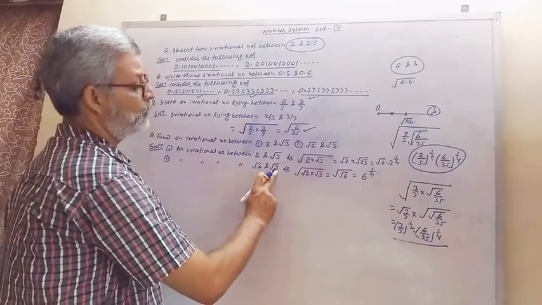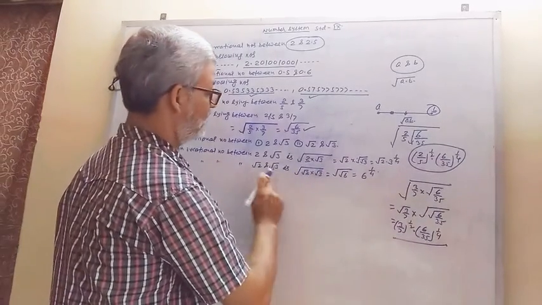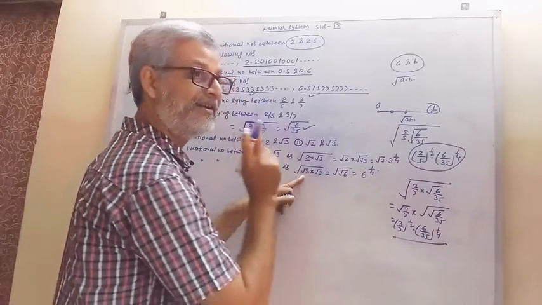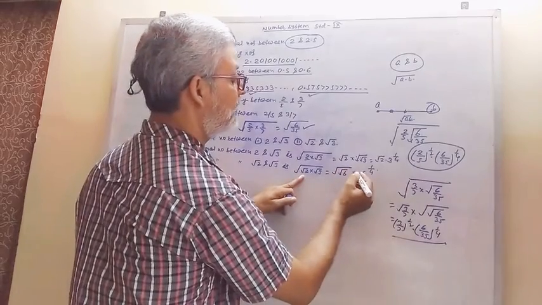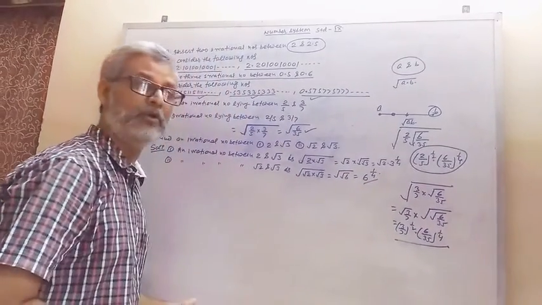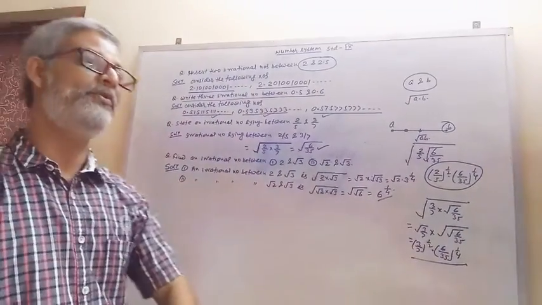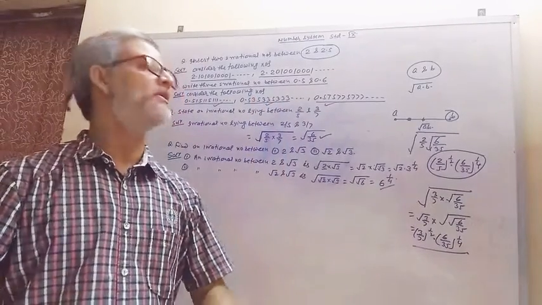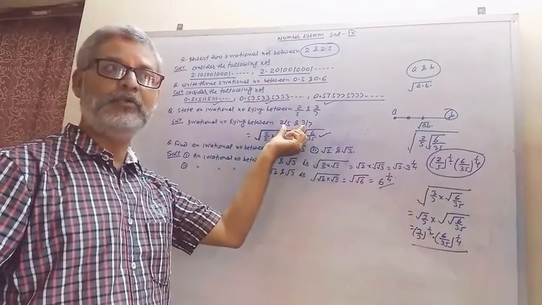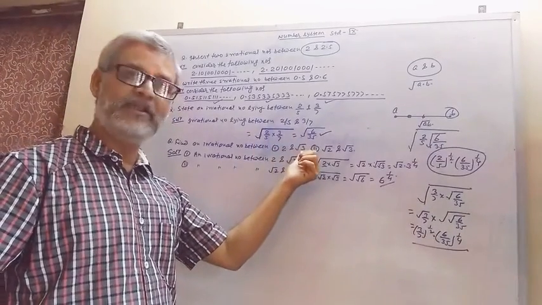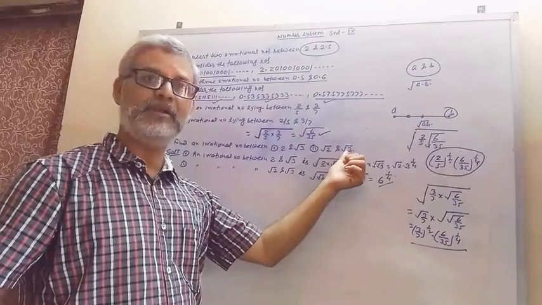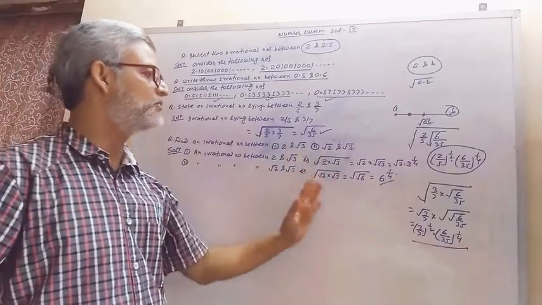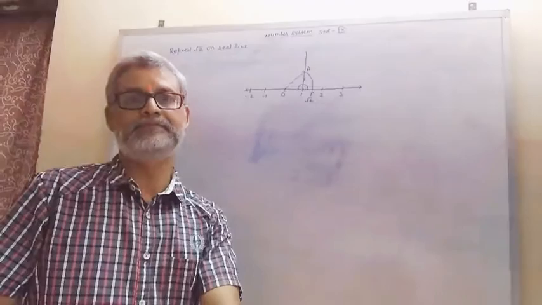Find the irrational number between root 2 and root 3. That is equal to root under root 2 into root 3. Root 2 into root 3 is how much? Root under 6. So root under 6, that is 6 to the power 1 by 4. In this way you can find irrational numbers between two numbers, whether decimal values are given, or rational numbers are given, or one rational and one irrational, or both irrational numbers are given. I explained all three examples, so you can understand this and find irrational numbers.